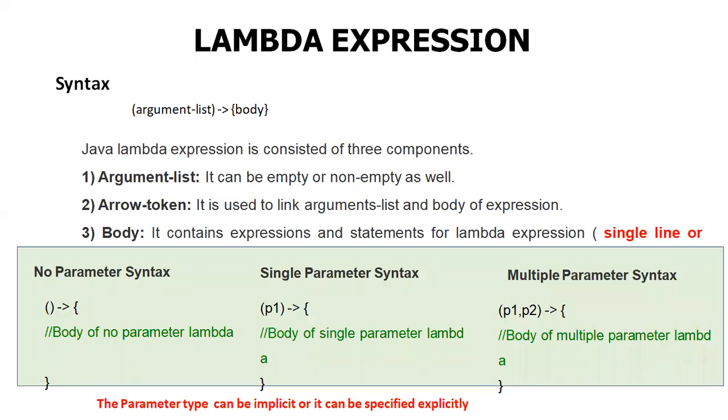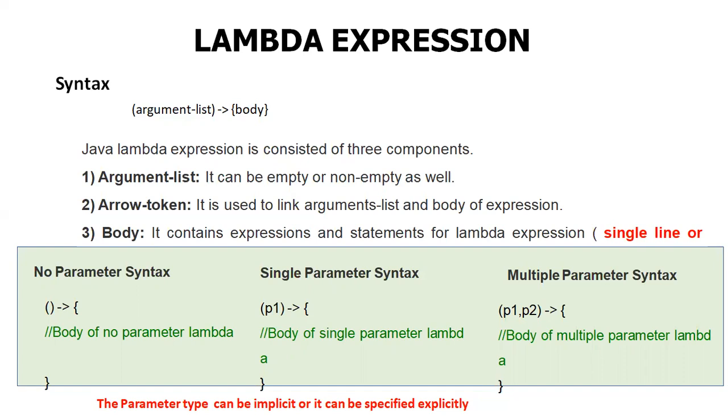Then the syntax of the lambda expression: parentheses open and close, with the arguments to be passed, then the arrow symbol, and curly braces open and close, in which the body content should be there. The lambda expression consists of three components. The argument list, which is empty or non-empty; the arrow token, which is used to link the argument list and the body of the expression; and the body, which contains the expression and statements. A lambda expression can have no argument, a single parameter, or multiple parameters.